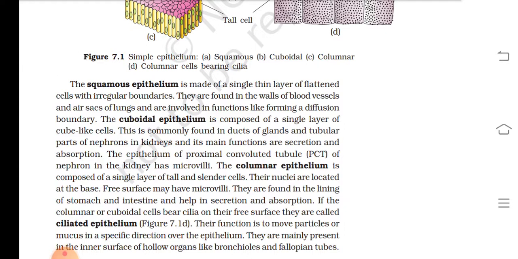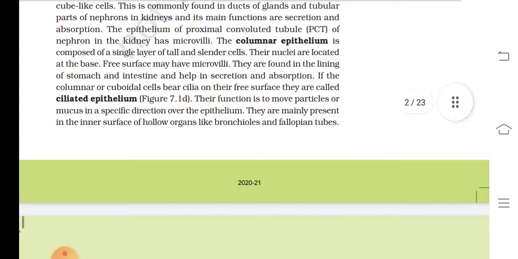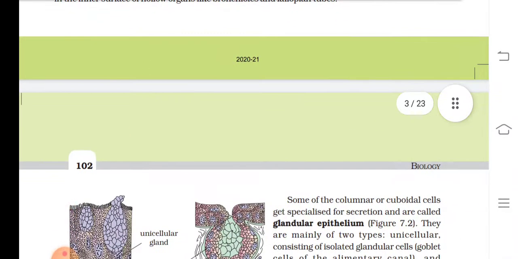The columnar epithelium is composed of a single layer of tall and slender cells. Their nuclei are located at the base. Free surface may have microvilli. They are found in the lining of stomach and intestine and help in secretion and absorption. If the columnar or cuboidal cells bear cilia on their free surface, they are called ciliated epithelium, as given in figure 7.1d. Their function is to move particles or mucus in a specific direction over the epithelium. They are mainly present in the inner surface of hollow organs like bronchioles and fallopian tubes.